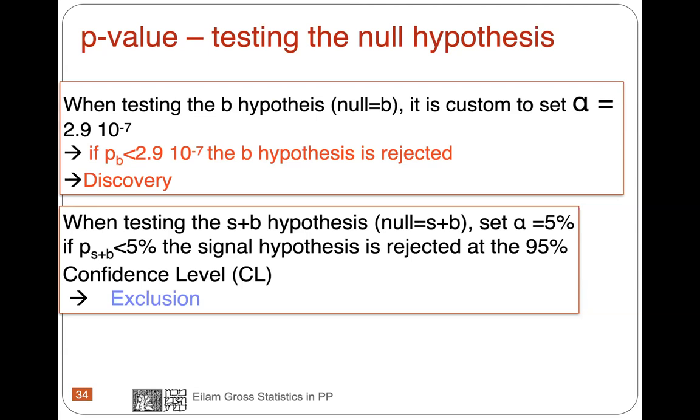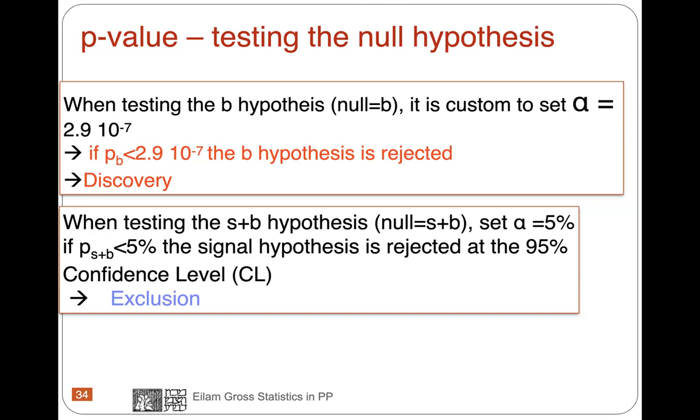So let's summarize. When testing the background hypothesis in favor of some signal hypothesis, it's customary to use a p-value of 2.9 times 10 to the minus 7, which, as we saw, is equivalent to 5 standard deviations. So if the p-value of the background hypothesis is less than 2.9 times 10 to the minus 7, we reject the background hypothesis and we call it a discovery. However, if we try to reject the signal hypothesis, so we test the S plus B hypothesis, usually we are less strict. We set this criterion to 5%. So it is much easier to reject the signal hypothesis than the background.